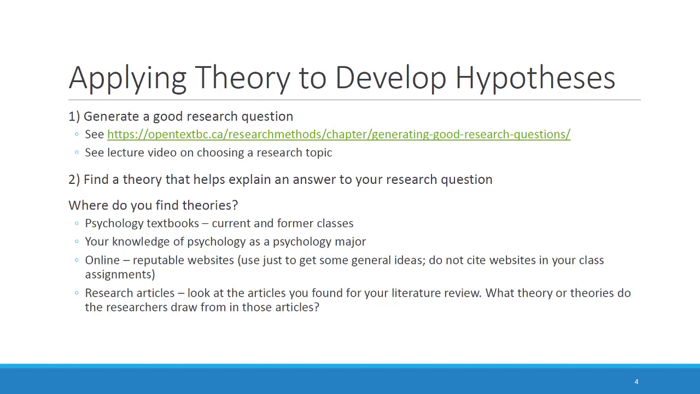You can also look online to reputable websites. I will say that this can be a great source of information just to get some general ideas, but you do not want to cite websites in your class assignments. So you might search around to find a theory that relates to a particular behavior you're interested in explaining, a particular thought pattern, maybe a psychological disorder that you're interested in looking at. You can get some general ideas from that, and then you can type those ideas into PsycInfo to get your research articles that you will then read and cite in your paper number 1 and paper number 2.